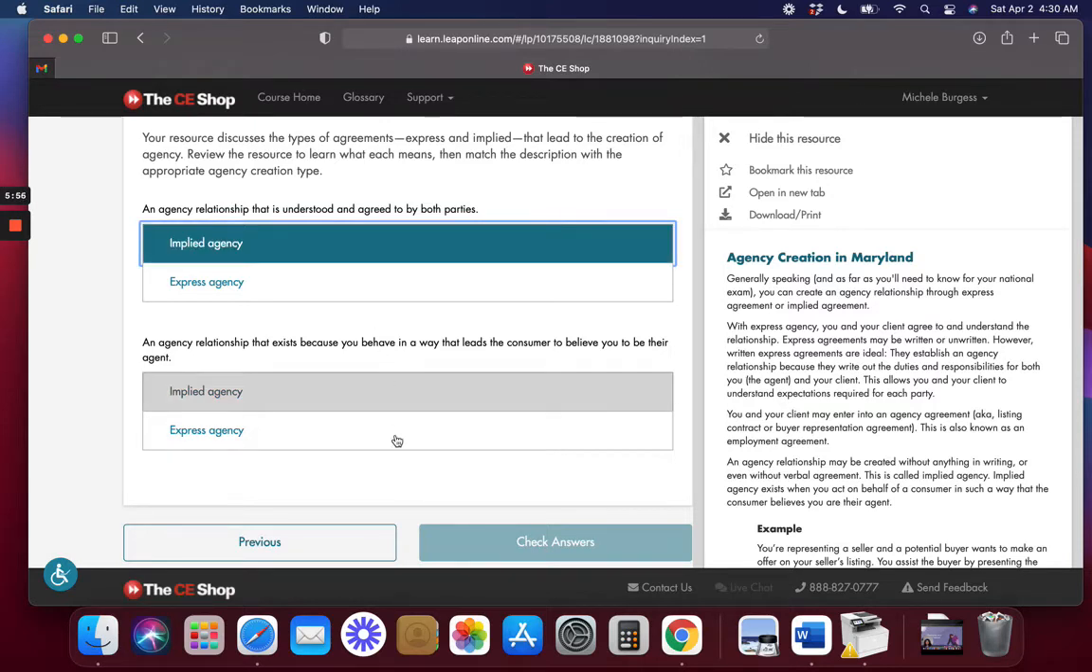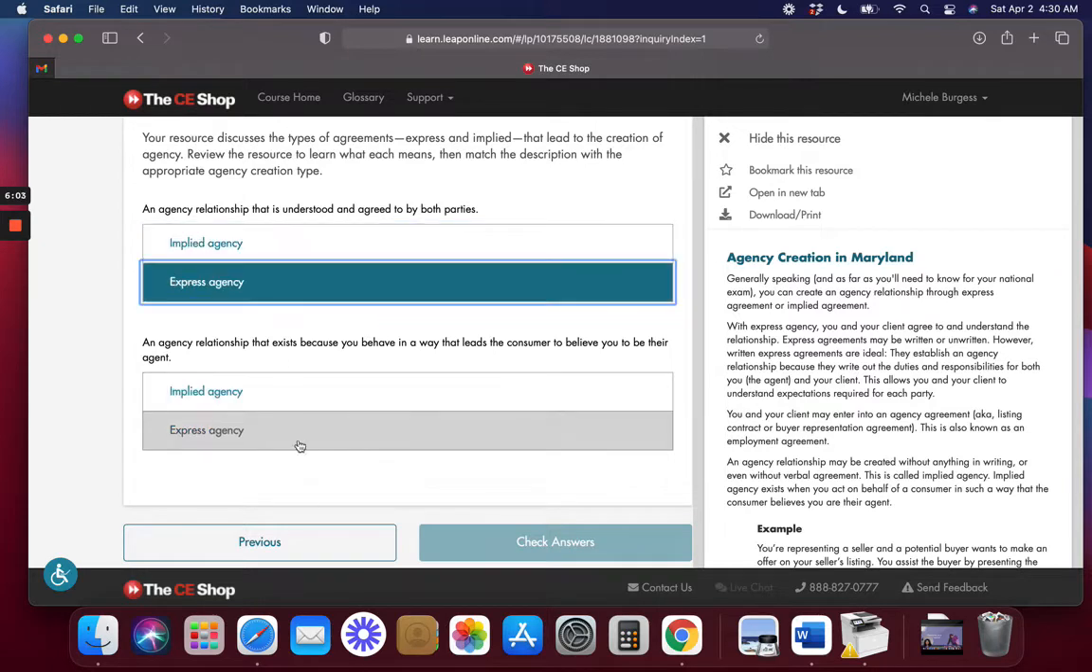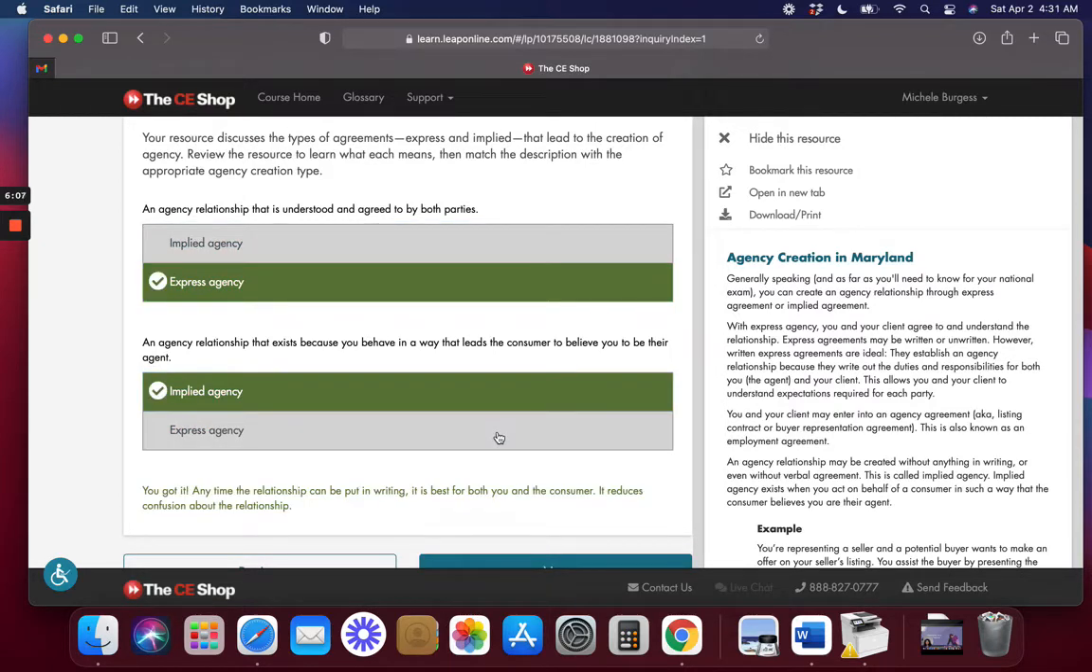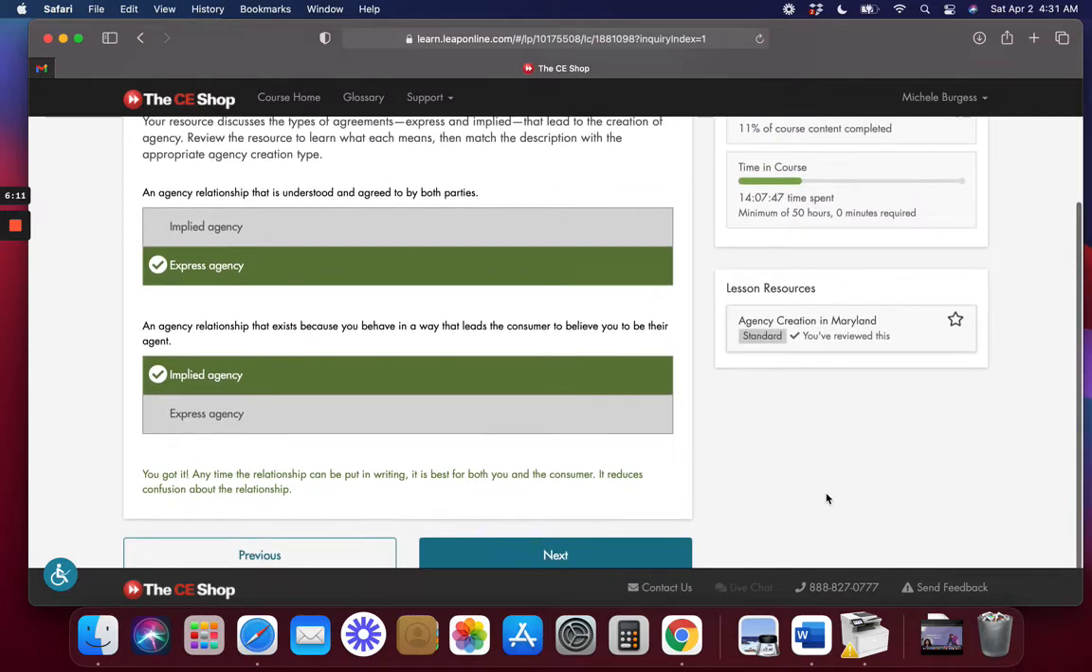An agency relationship that exists because you behave in a way that leads consumers to believe they're your agent. So I think that's implied. Let's check it. Yes, okay. If you're taking a snapshot of the screen, there you go. An agency relationship that is understood and agreed by both parties is express. And if you're just acting a certain way in a behavior, it's implied.